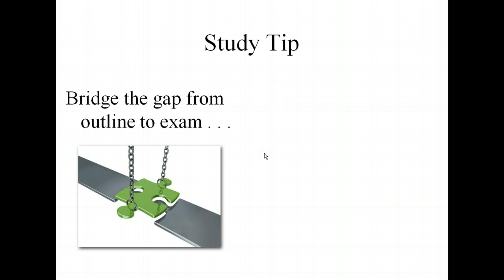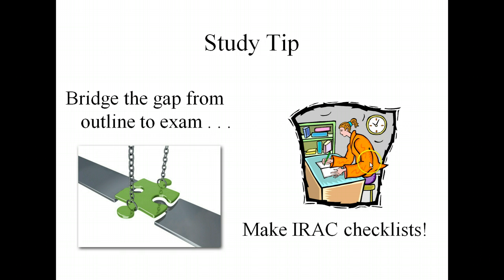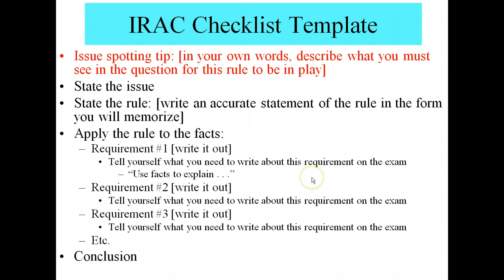Okay, I'd also like to suggest a study tip, which is to make IRAC outlines. This will help you bridge the gap from making a big outline, which contains a lot of detail about the rules, to actually being prepared to write out an exam answer in IRAC form. All right, so to make an IRAC outline or an IRAC checklist, what you want to do is take each rule and set it up in IRAC form, thinking through how you would go about writing an exam answer on that particular rule.